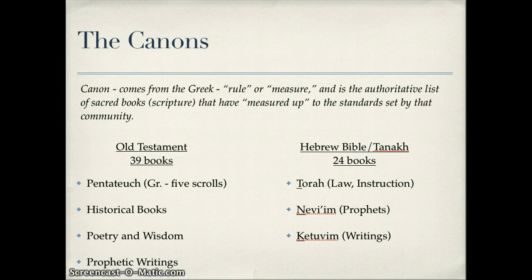And then you've got the prophetic writings. And the prophetic writings in the Christian Bible are divided into the major prophets and the minor prophets, the major prophets being Isaiah, Jeremiah, Ezekiel, and then you've got some 12 smaller books. So that's the Old Testament, 39 books. Those same 39 books are found in the Hebrew Bible, also referred to as the Tanakh. There are only 24 books contained within, but once again, they're the same books, they're just divided differently.